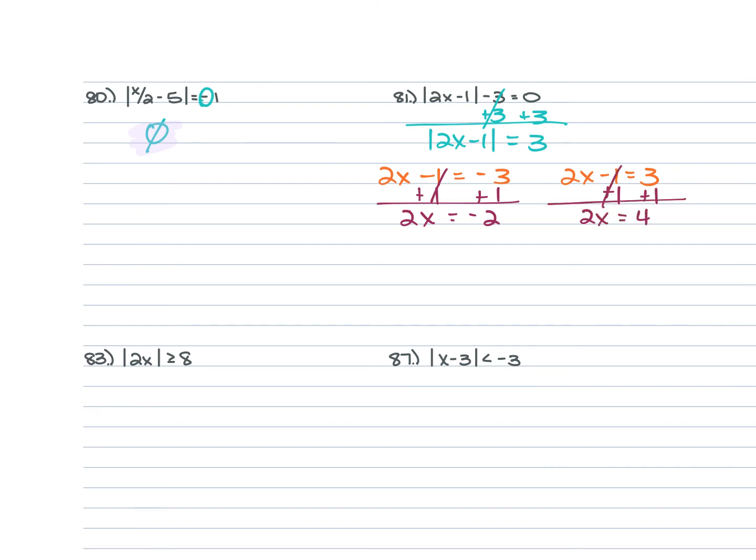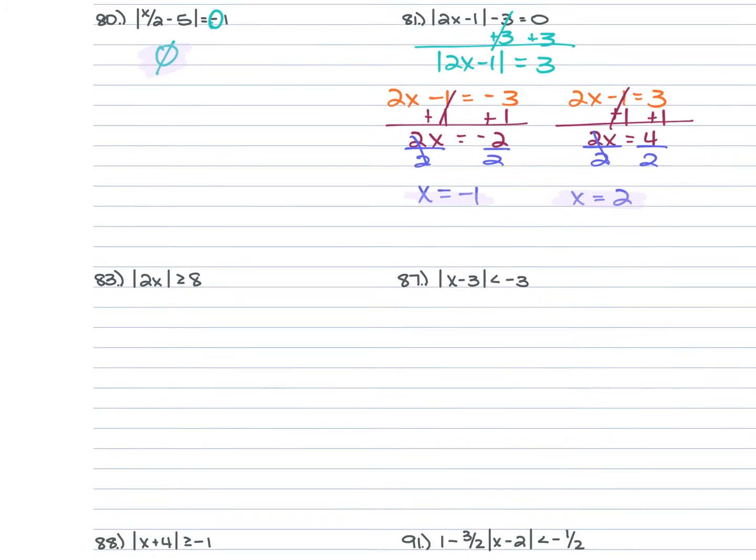is equal to 4. And then divide each side by the 2 for both equations. And you get that x is equal to negative 1 and x is equal to 2. So like I said, you just got to think through these. Once the absolute value is isolated, see if you can actually work with it.